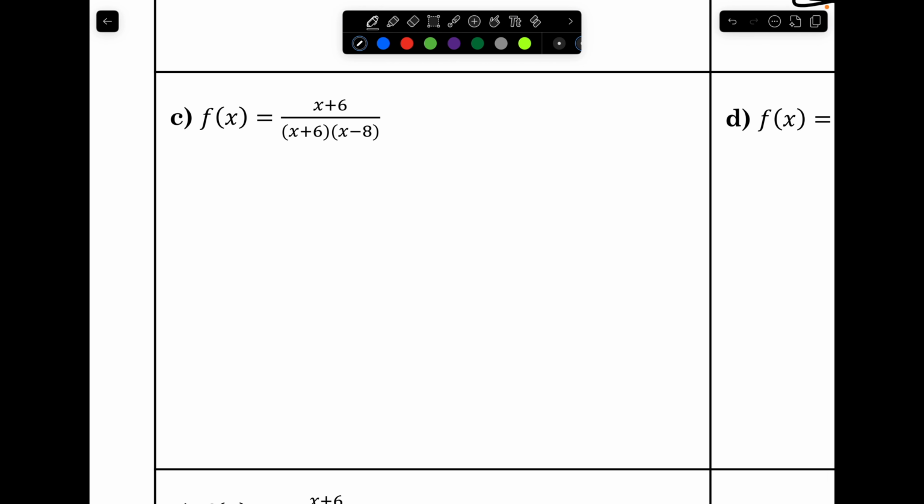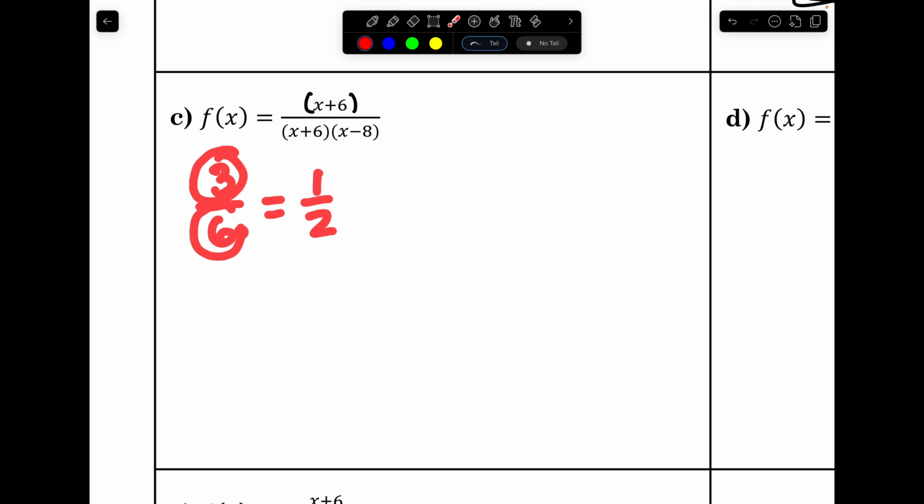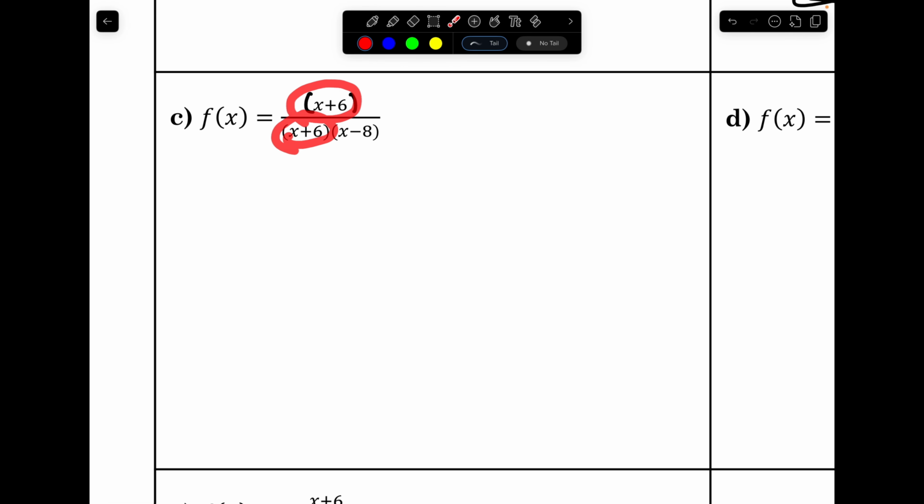Let's move on to example C. Now in example C, there is a common factor. Here, even though it's not in parentheses, x plus 6 is grouped together. Notice that we have an x plus 6 in the numerator and an x plus 6 in the denominator. So very similar to reducing the fraction 3 over 6, which reduces to 1/2, because you could divide both of these numbers by 3. You're going to do the exact same thing with this fraction here.